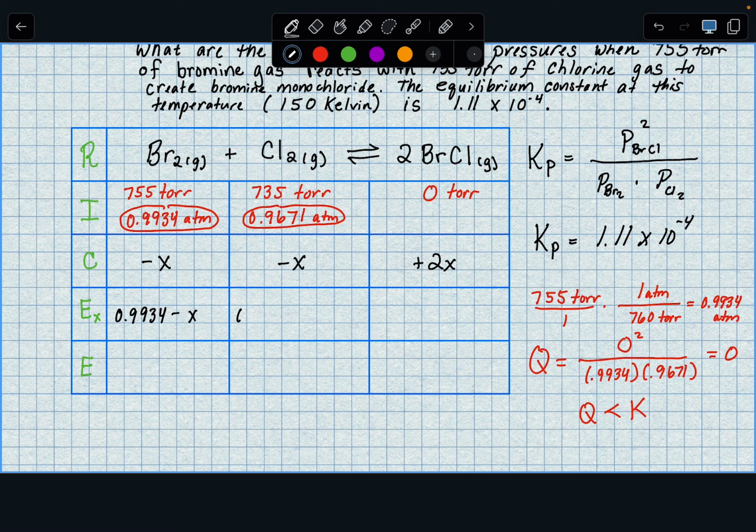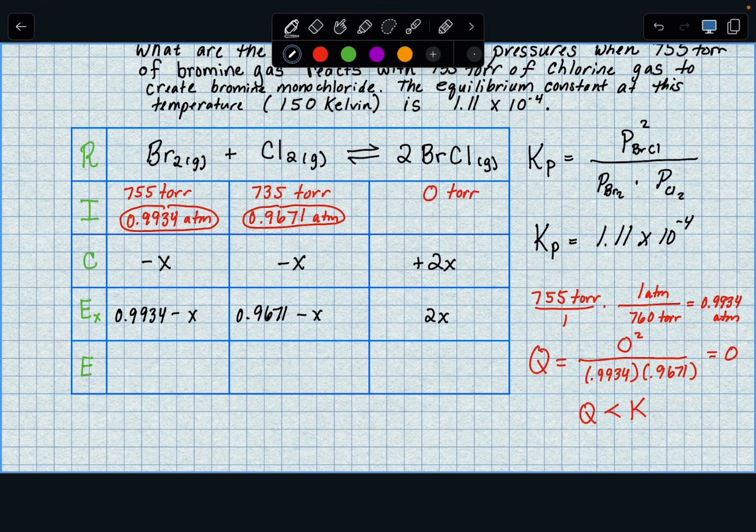And what I mean by that is 0.9934 minus X, and then 0.9671 minus X, and then just 2X. So that gives me another space here to put my final answers down here when I have them. So we're going to come back and fill those in a second here.